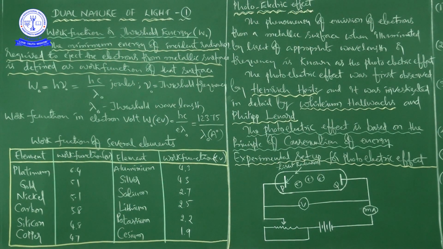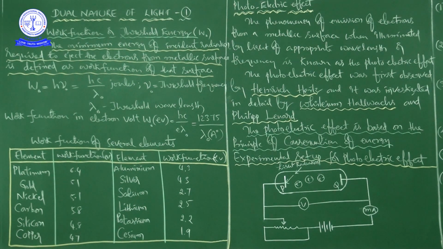If you observe this table here, gold and nickel have the same value, and aluminum and silver also have the same value. Like that we have the same values for different pairs of elements, whatever they may be. Next, we are going to discuss the photoelectric effect. I already told you, but once again we will get here.